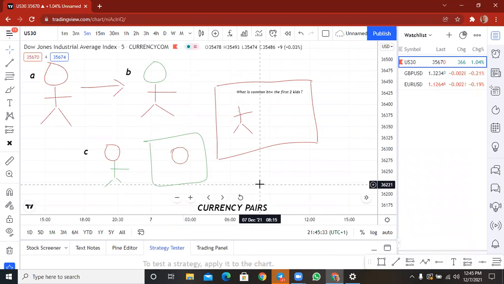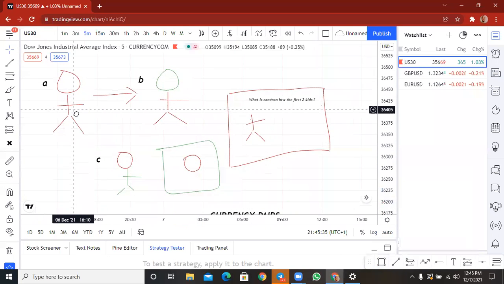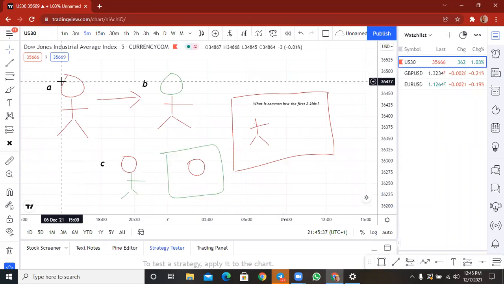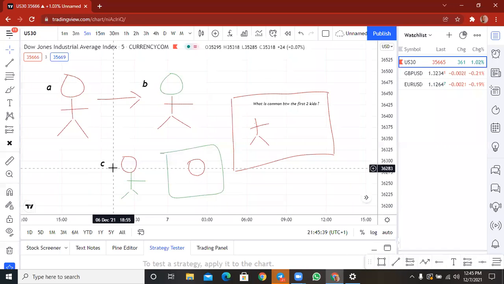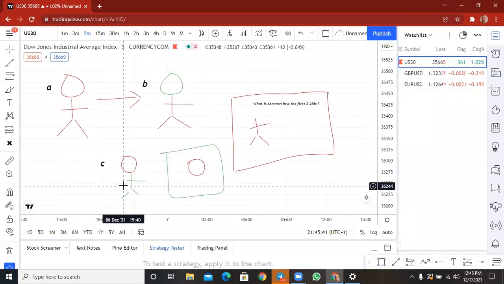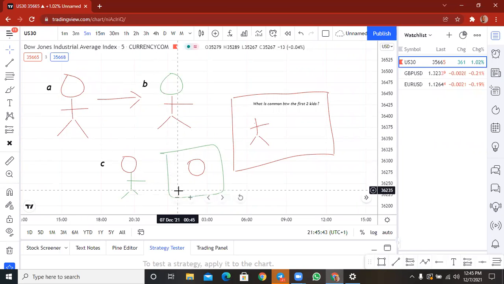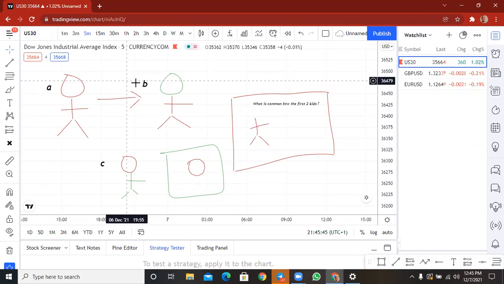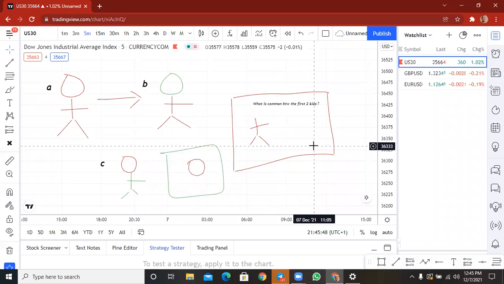And what's common? The red head. Because common here means what does A have? And C has that also. If you look at both of them, it's just the head, red head, red head. What does A have and B also have? It's just the body.